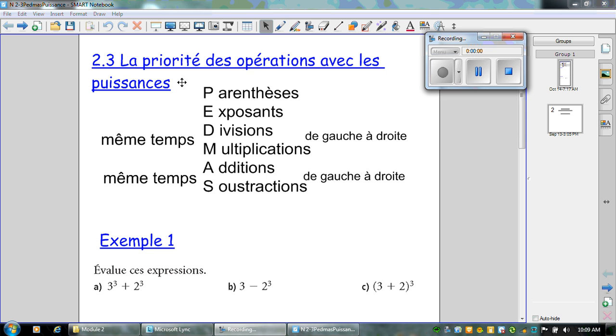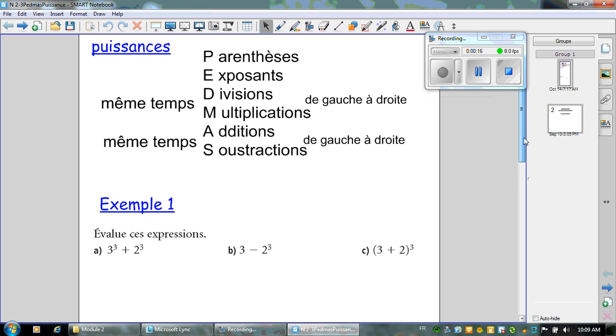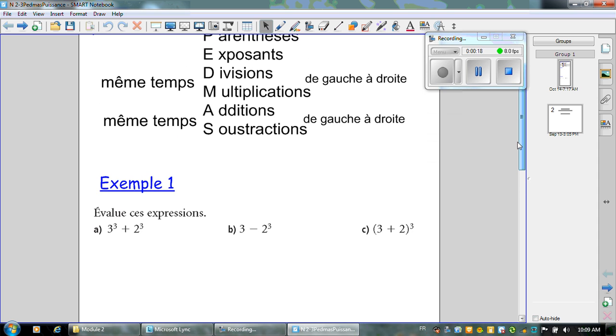This is order of operations with powers. So here is the order of the operations. We do our brackets first, then our exponents, then we multiply and divide at the same time in order from left to right, and then you add and subtract going from left to right. So we're just going to do a couple of examples of how to apply these.